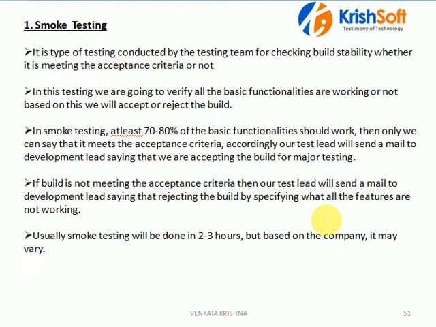Once we get the build from the development team, there will be a release notes document. That document contains what are all the features or functionalities they have developed, and what are all the known issues. Known issues means the development team already identified the bugs, but due to lack of time or other reasons they may not fix those defects. Those are what we call known issues. For every build they share the release notes document with the testing team, so that we understand what functionalities they have developed or added, and what known issues there are.